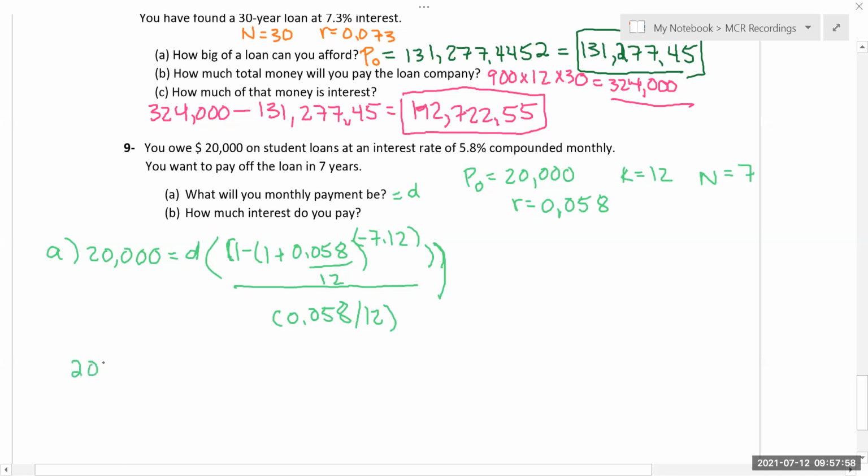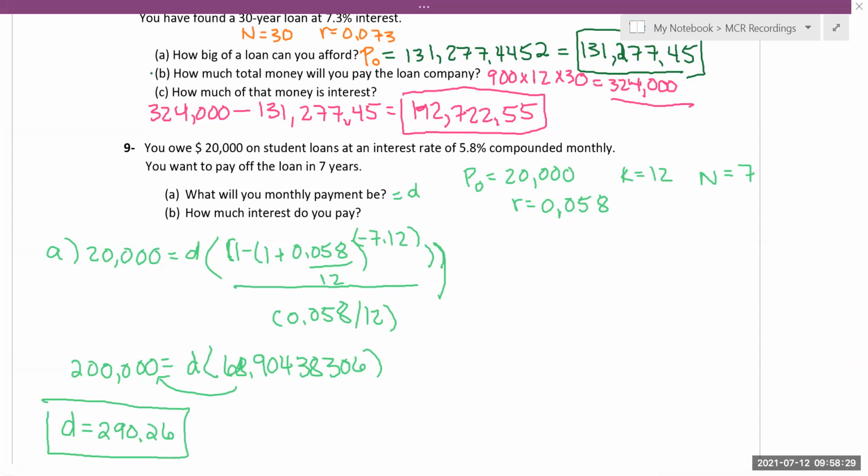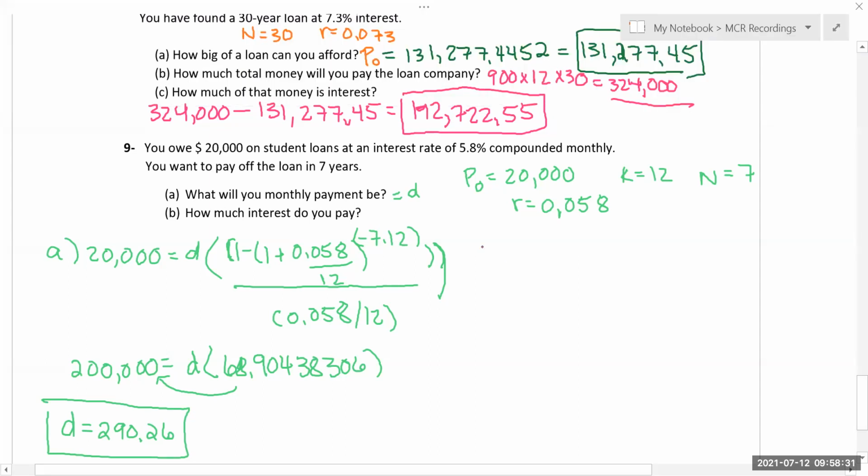So if that went well for you, you should get that piece was 68.90438306. I don't expect you to be that quick. Absolutely take time to make sure the calculator is working for you. Divide that in, and you get that your payment is going to be $290.26 per month to pay off that student loan. Again, take time to make sure you're getting it right on the calculator. I do not expect you to have gotten it that fast.